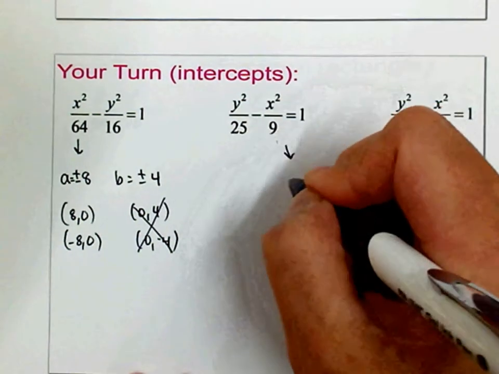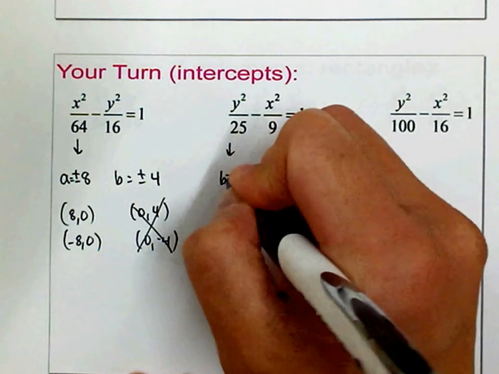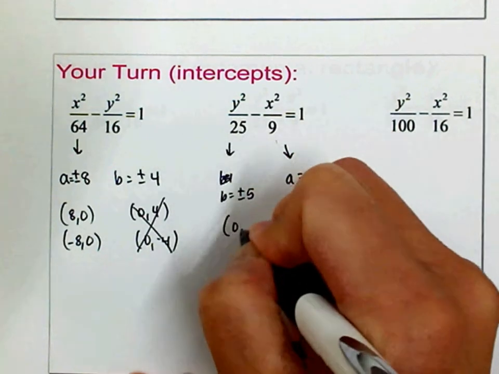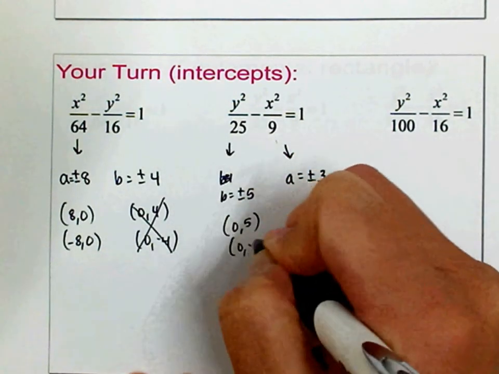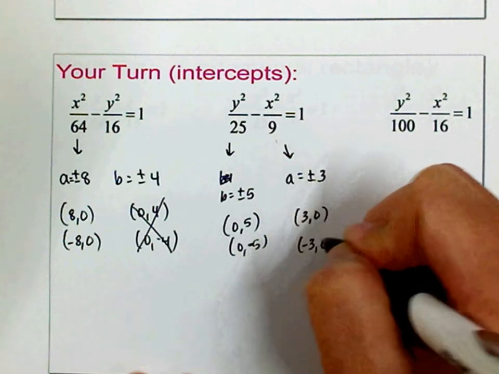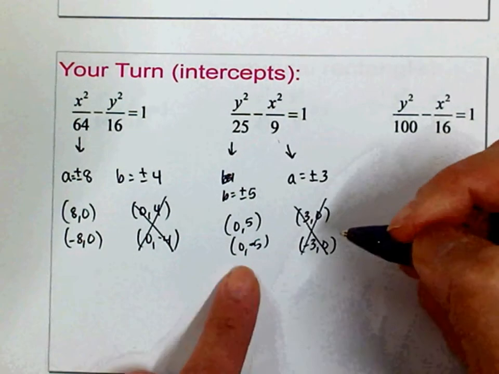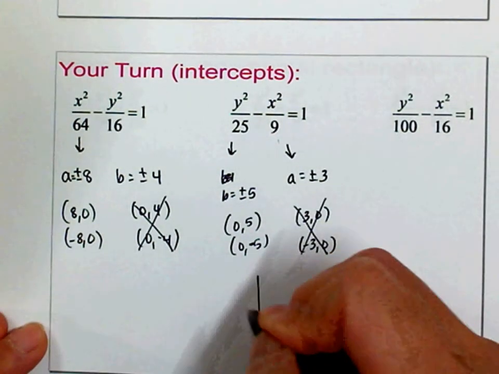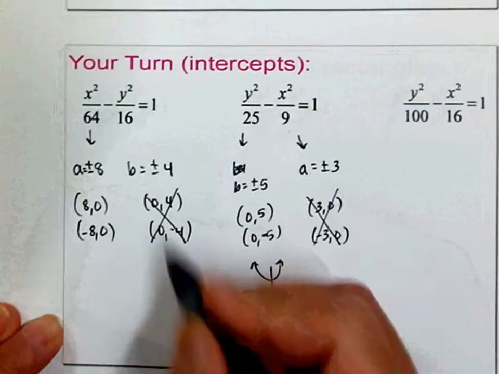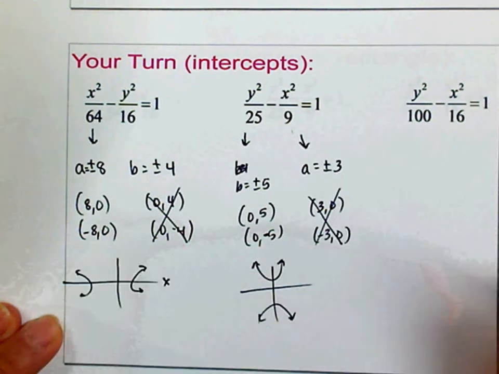Your a is plus or minus 3, and your b is, let me rewrite that, plus or minus 5. So this would be (0, 5) and (0, negative 5), and this one would be (3, 0) and (negative 3, 0), because your a is first. See how your x comes first? That would be your x-intercept. So if you're graphing this, it's going to go up and down. If you're graphing this one, here's your x, it's going to go left and right. See the difference? Okay.